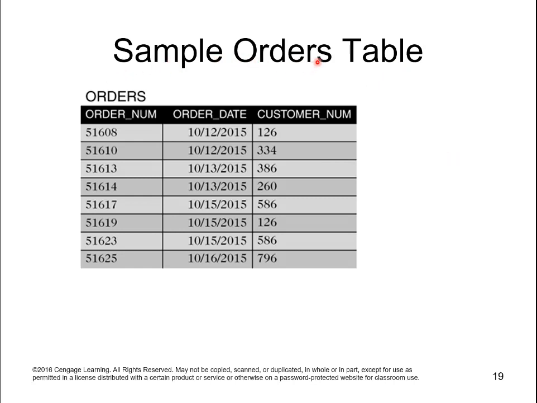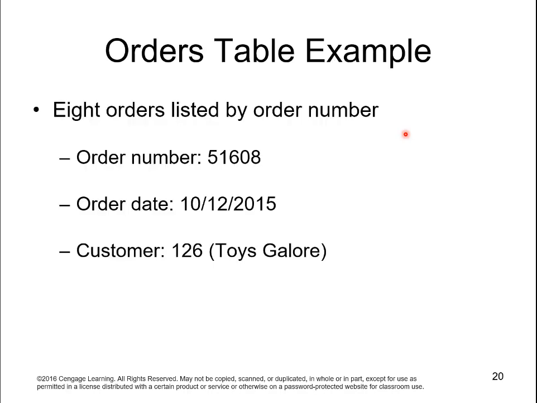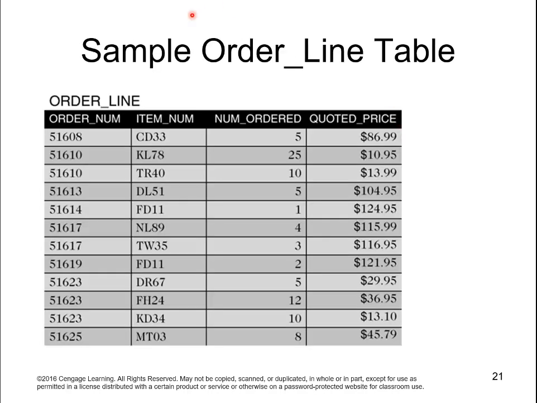And here's our orders table. So we've got these order numbers, when the order was done, and the customer number. Well, that's great, but how do we know what they ordered? Well, that gets into this sample order line table. This table has its own way of identifying it. It goes by the order number and the item number.